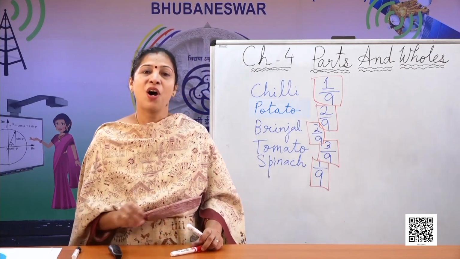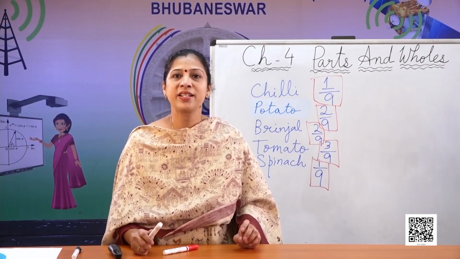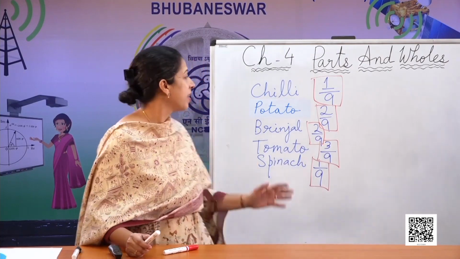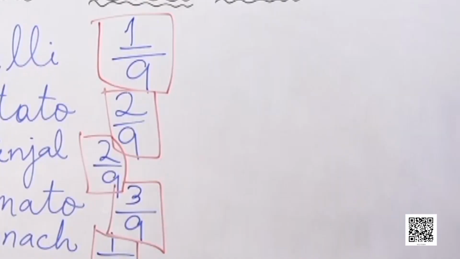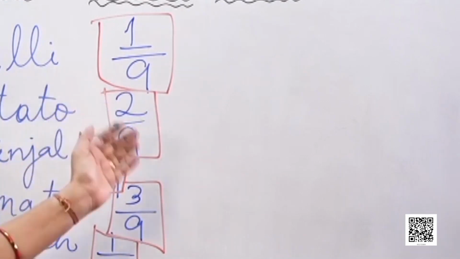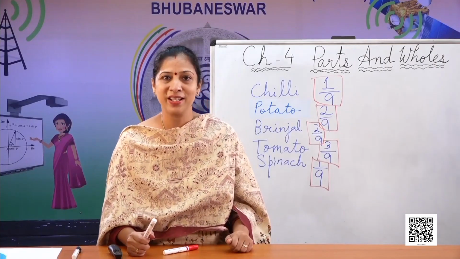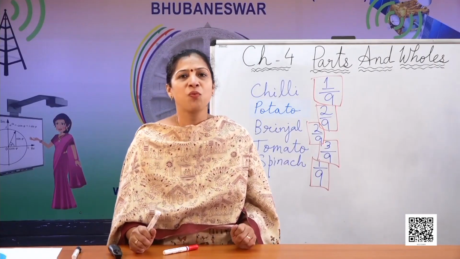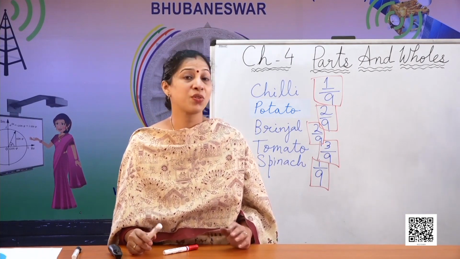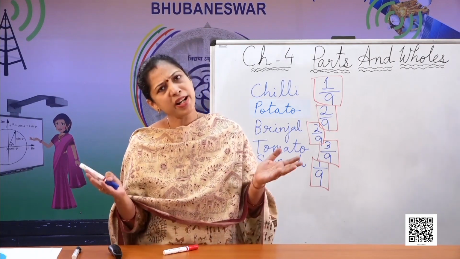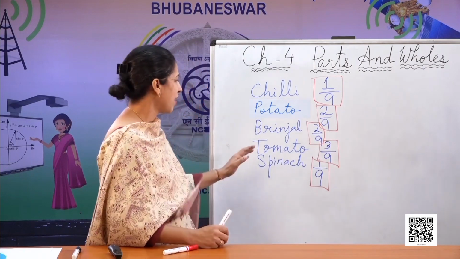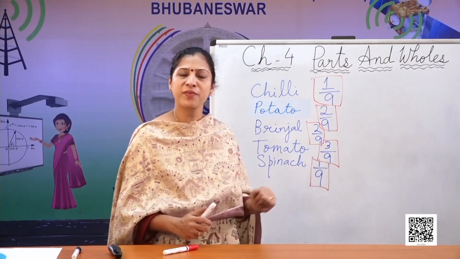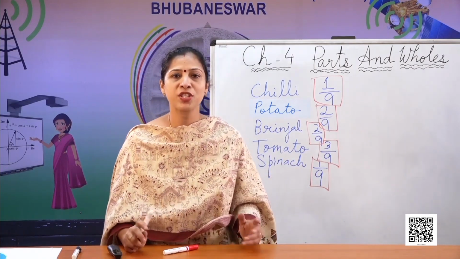Next is, on what part of the field does he grow potatoes? This we have already found out. Potato grows on 2/9 part of the field. Next is, what part of the field is used to grow spinach? You have already found out. It is 1 by 9 part of the field in which spinach is grown.